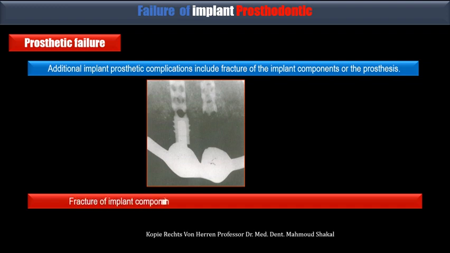The prosthesis itself could fail, and additional implant prosthetic complications include fracture of the implant component or the prosthesis. Fracture of the implant component is usually attributed to fatigue from biomechanical overload.